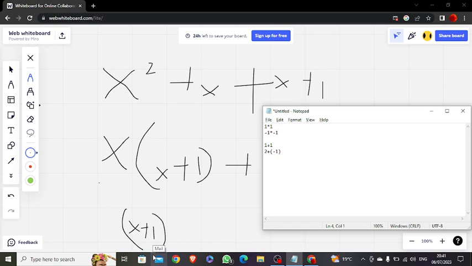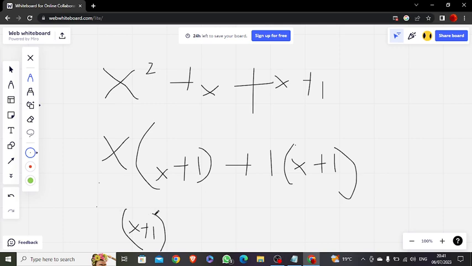I'll switch to notepad. x plus 1 times x plus 1, which can in turn be converted to x plus 1 squared equals 0. So in this case, this actually makes this not the best example, but x has only one solution, that is minus 1.